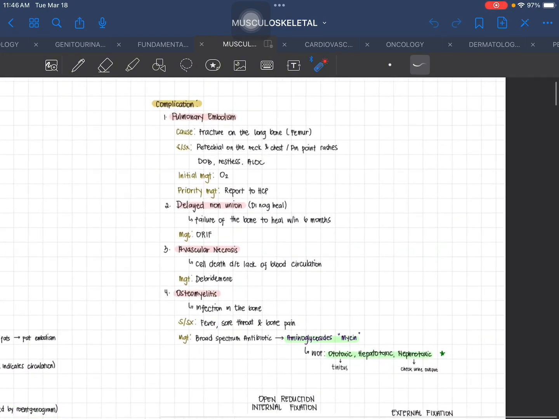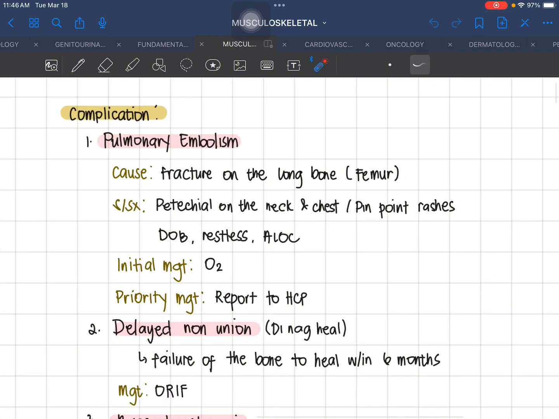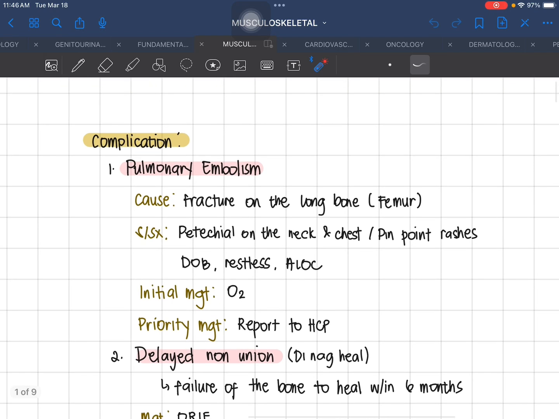So, ano yung mga complications ng fractures? First is pulmonary embolism. Makikita natin ito mamaya sa mga types ng fracture, si pulmonary embolism. Pero ito, isa to sa complication ng fracture. Cause nito, fracture on the long bone sa femur part. Tandaan natin na possible na magkaroon ka ng pulmonary embolism kahit nagka-fracture ka lang.